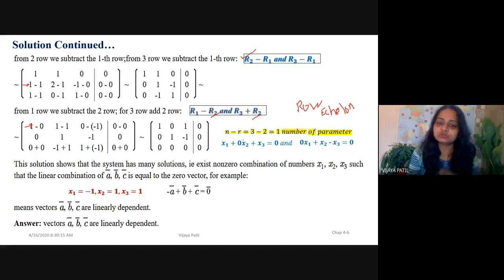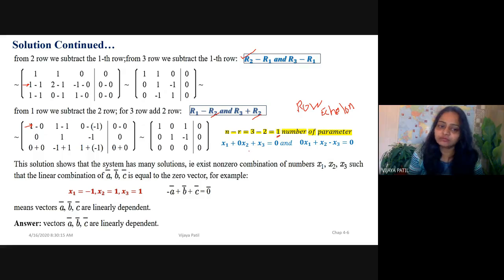So in that case, out of these three, x1, x2, x3, any one I need to assume, and that is nothing but the definition, or you can say the concept, of number of parameters. So this is the first equation I have got: x1 plus 0x2 plus x3 is equal to 0. And my second equation is 0x1 plus x2 minus x3 is equal to 0.